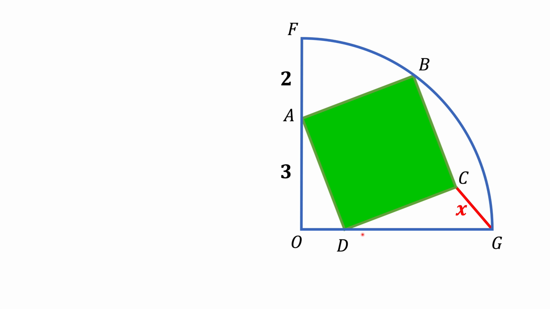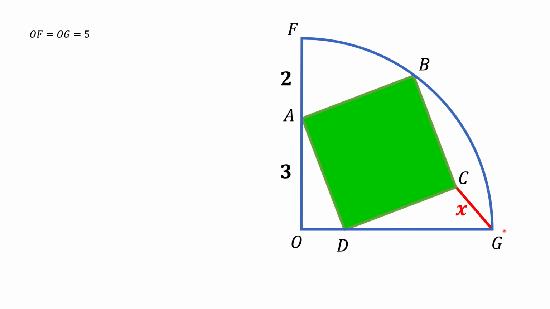Here we have a quarter of a circle, and inside of that circle we have a square ABCD, and we are asked to find the length CG. First of all, notice that the radius of this circle is 5. It's 3 plus 2. So OF and OG will be 5.